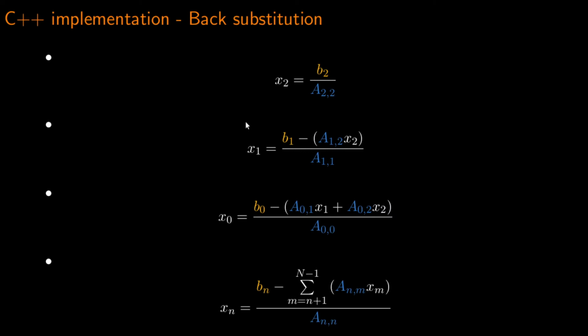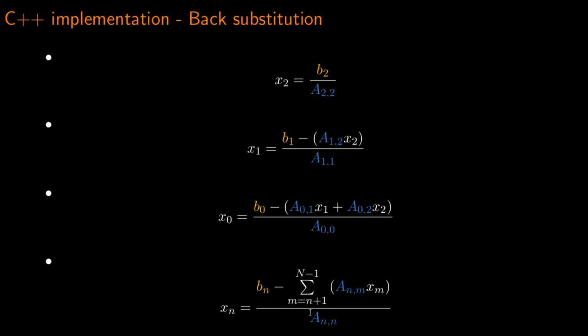Similarly, if n is equal to 1, so we have x of 1, we have b1 minus the sum of m equals n plus 1, which is 2, to big N minus 1, which is 2. The sum from 2 to 2 is evaluable. We're going to get just one term, which is a 1 comma 2 times x of 2 divided by a 1, 1, which is exactly the term that we have here. And again, if you were to plug in x equals 0, that's going to give the same thing.